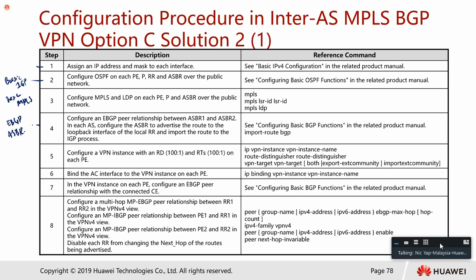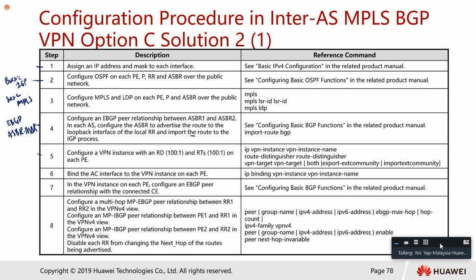Okay, ASBR to ASBR. So in this case, configure ASBR to advertise the route to the loopback interface of the local RR and import the route to the IGP process. That needs to be done, because if you do not do this, your multi-hop MP-BGP is not working, because they still need to know each other, need to be really eBGP. So that's why we need to do the import route. Okay, import route.